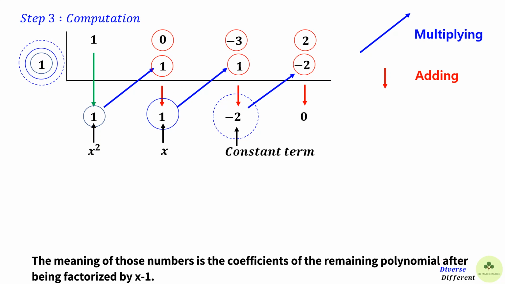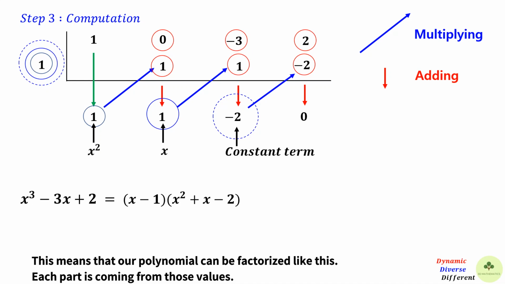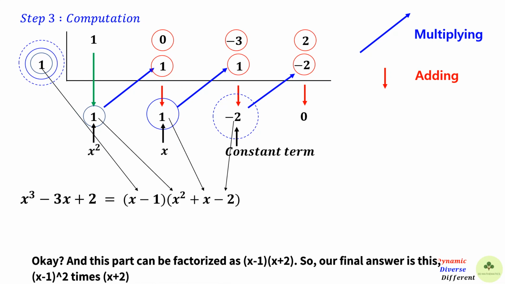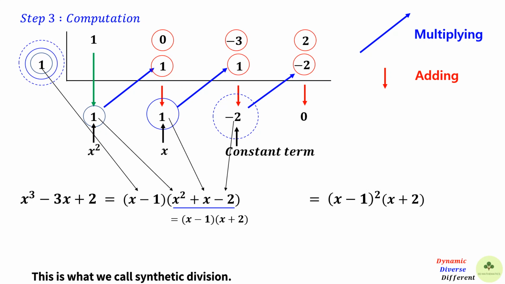The meaning of those numbers is the coefficients of the remaining polynomial after being factorized by x minus 1. This means that our polynomial can be factorized like this. Each part is coming from those values, okay? And this part can be factorized as x minus 1 times x plus 2. So our final answer is this, x minus 1 squared times x plus 2. This is what we call synthetic division.